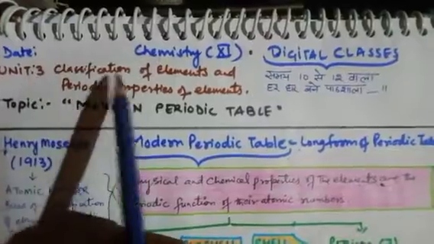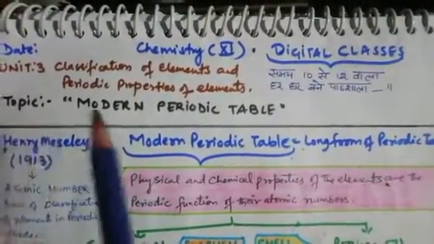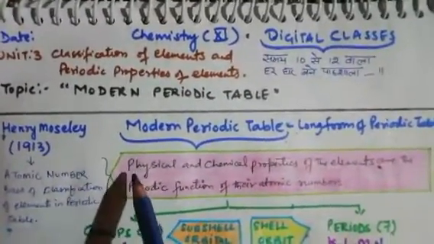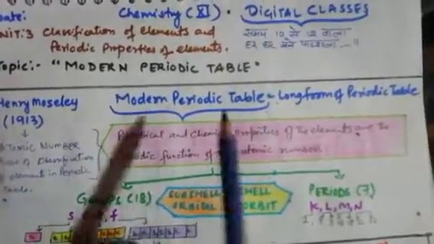This is unit 3. We are doing classification of elements and periodic properties of elements. Today's topic is periodicity in the modern periodic table. Before starting the periodicity, let's discuss the modern periodic table. Whatever we did, I'm going to recapitulate once again.